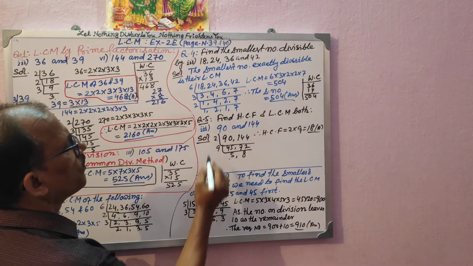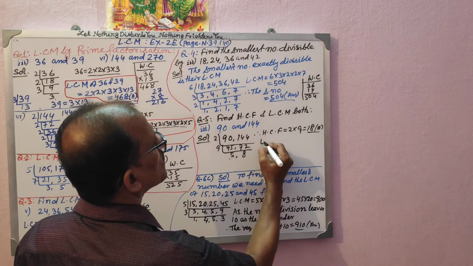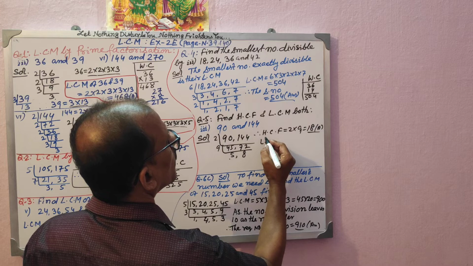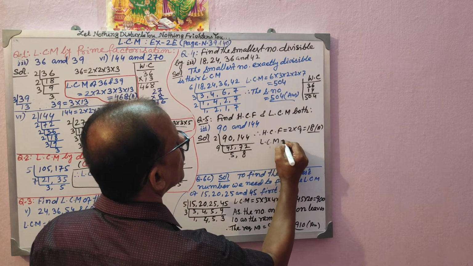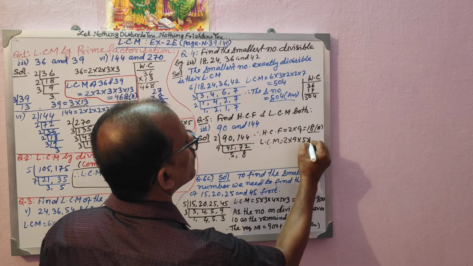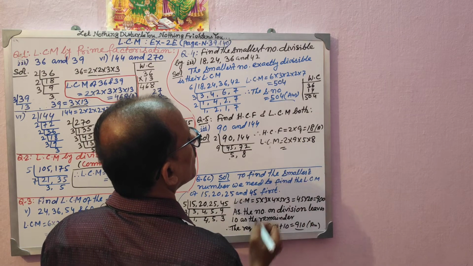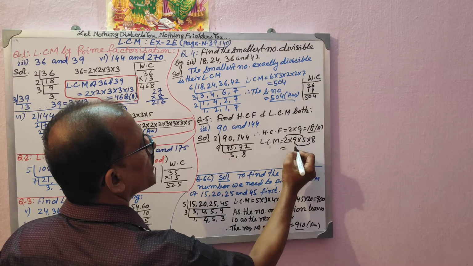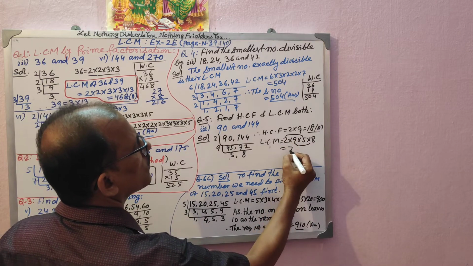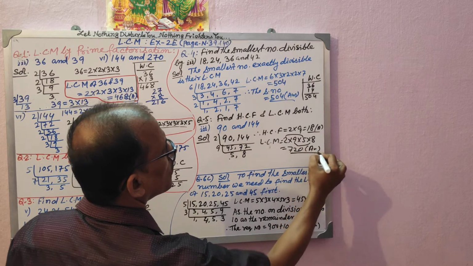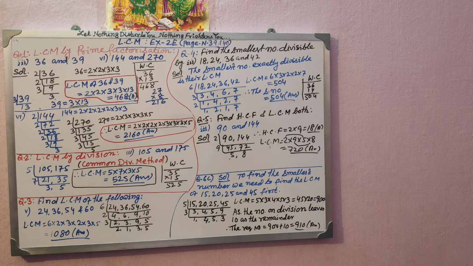Now the LCM will be what? The LCM will be the product of all the numbers, that is 2 into 9 into 5 into 8. If you find out, then it will become 8 9s are 72 and 5 2s are 10. So 72 and then 10 means this will be the answer. I hope you have understood this one. So this way you do it.